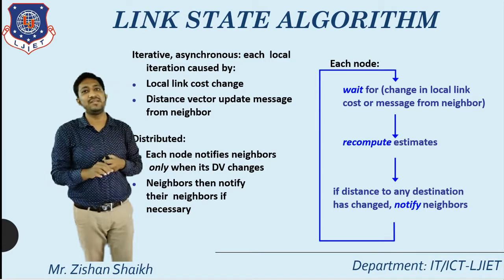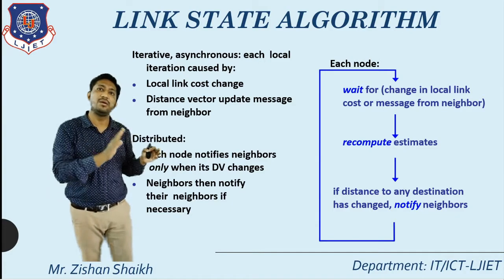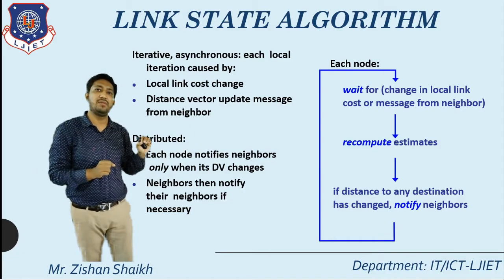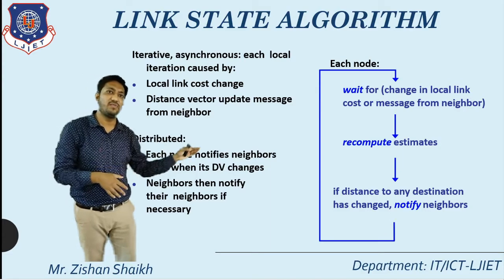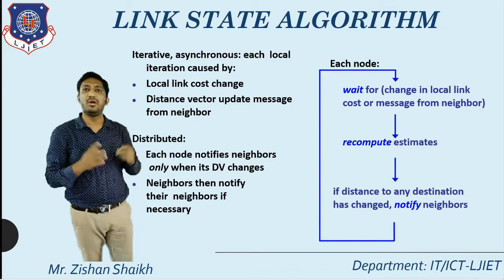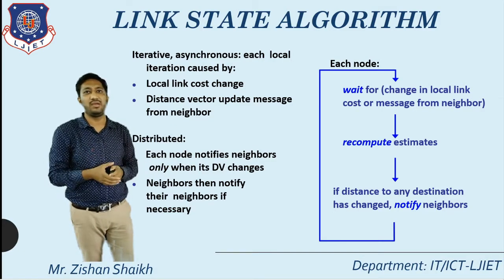If any node finds a cost change, then it will send it to its neighbors only. The neighbor recomputes with the help of the changed value, and if the distance to any destination has changed, then it will notify the others. So this is a simple scenario of how it works.